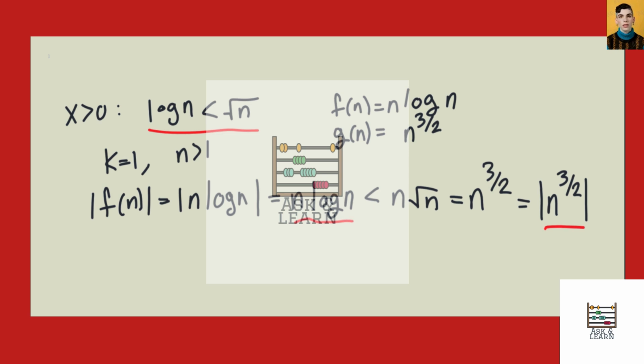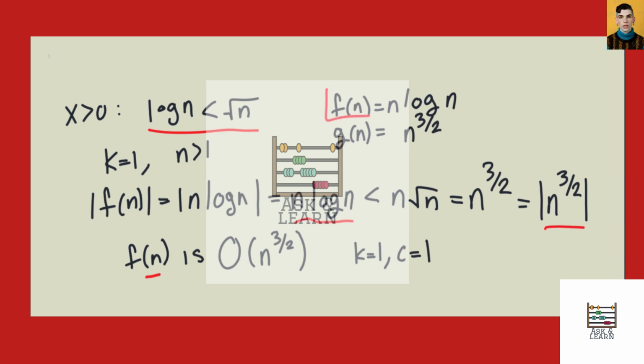So by definition of big O notation, f of n is big O n to the 3/2 when k equals 1 and c equals 1. And this implies that as n grows, n log n grows slower than n to the 3/2. Okay, so therefore the algorithm with fewer operations is f of n, the n log n here.